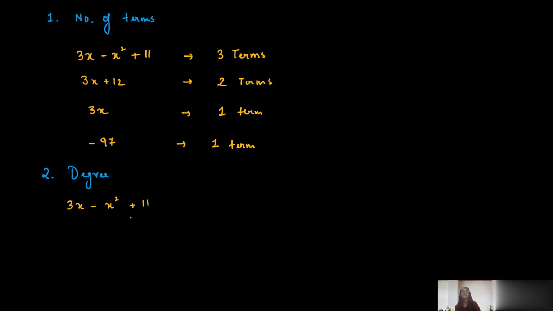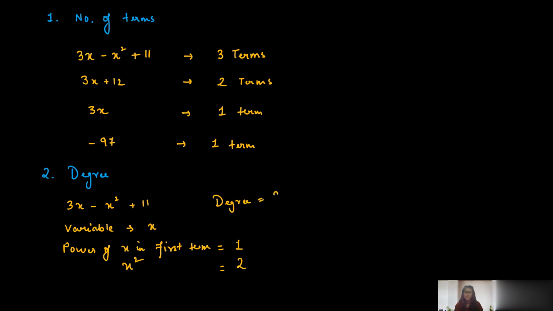Here we see the variable is x. What is the variable? Variable is x. And it is appearing in two of the three terms. Can you tell me what is the power of x in the first term? It's 1, obviously. 2 is bigger than 1, so 2 is going to be the degree of the polynomial. Exactly. So the power of x in the second term is 2, so the degree in this case is 2.